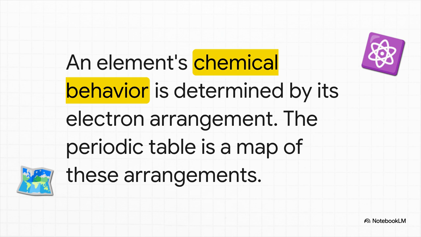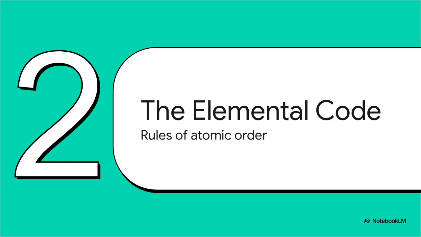An element's entire personality, how it behaves, what it bonds with, if it's a metal or a gas, it's all dictated by those electrons. And if you know how to read this map, you can predict what any element is going to do. Okay, so let's get into the code itself.